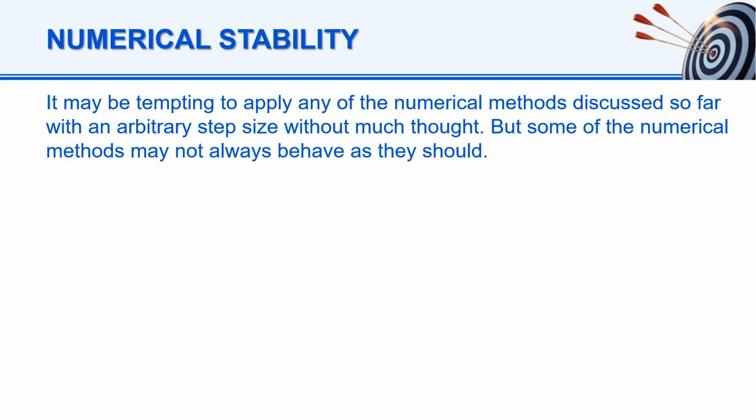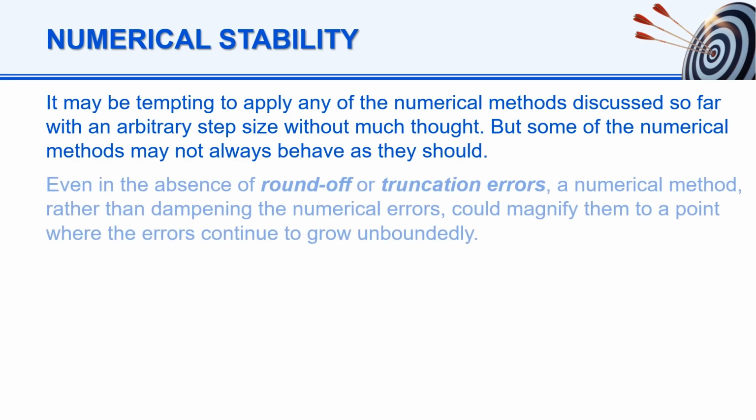It may be tempting to apply any of the numerical methods discussed so far with an arbitrary step size without much thought. But some of the numerical methods may not always behave as they should. Even in the absence of round-off or truncation errors, a numerical method, rather than dampening the numerical errors, could magnify them to a point where the errors continue to grow unboundedly.